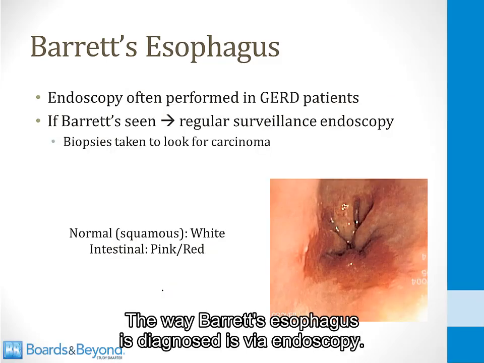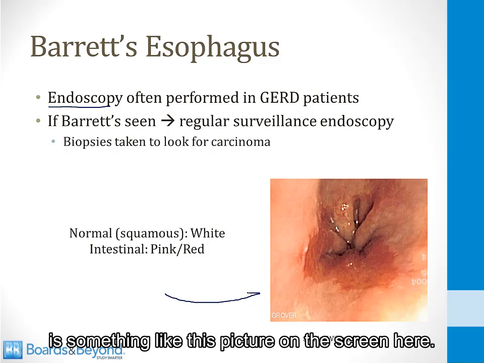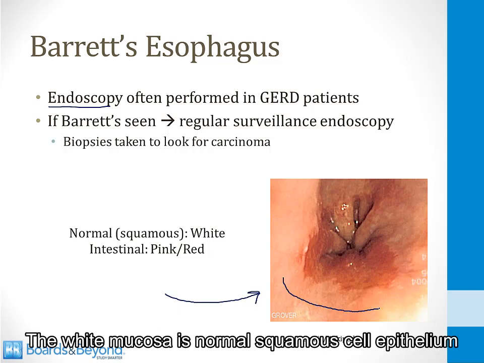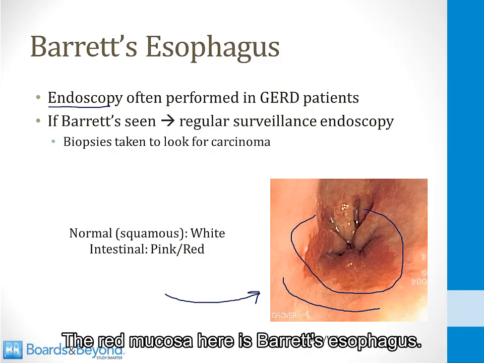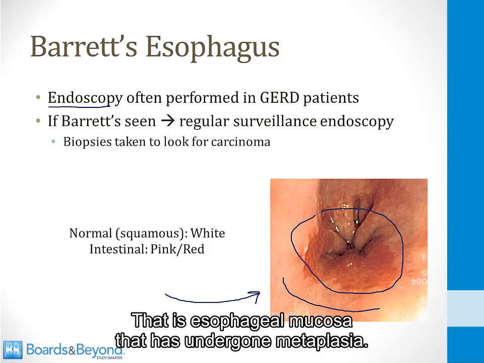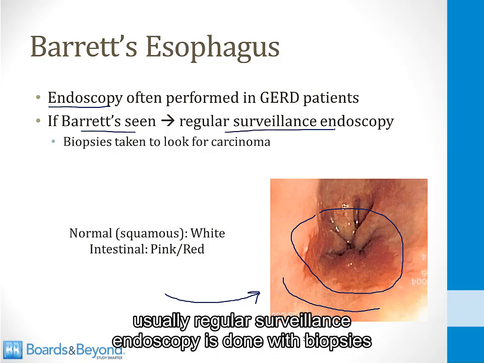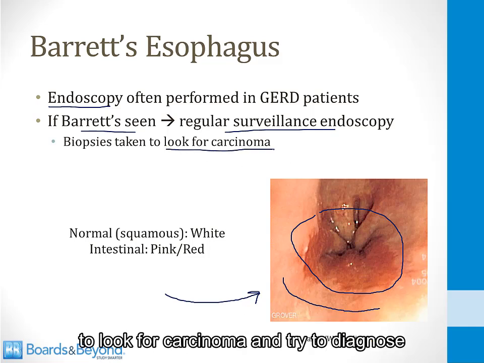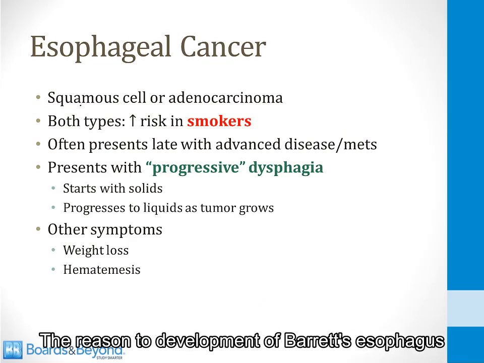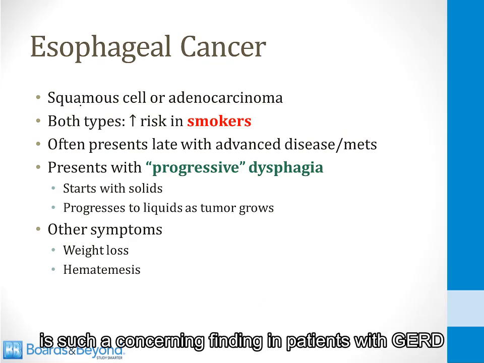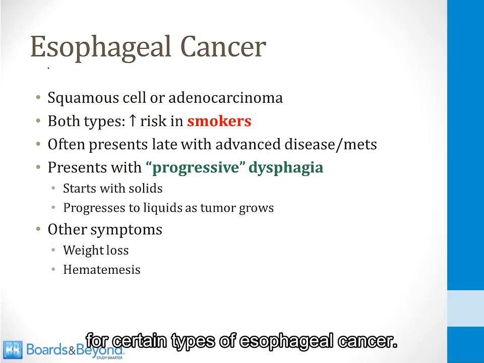The way Barrett's esophagus is diagnosed is via endoscopy. This involves putting a camera into the esophagus, and what you will see is something like this picture on the screen here. The white mucosa is normal squamous cell epithelium of the esophagus. The red mucosa here is Barrett's esophagus. That is esophageal mucosa that has undergone metaplasia, and if Barrett's is seen, usually regular surveillance endoscopy is done with biopsies to look for carcinoma and try to diagnose and treat esophageal cancer in its earliest stages. The reason the development of Barrett's esophagus is such a concerning finding in patients with GERD is because Barrett's esophagus is a precursor for certain types of esophageal cancer.